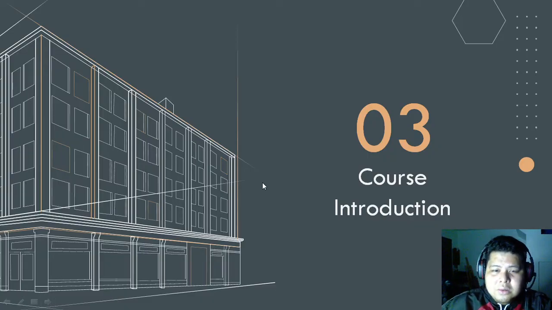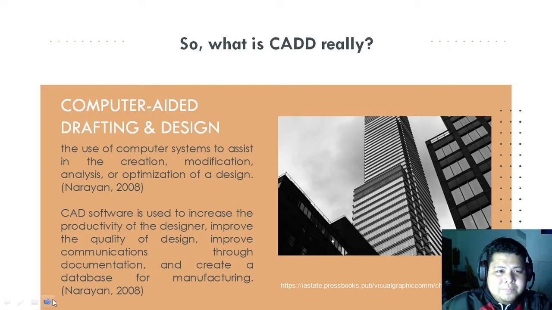Now let's go to the course, the subject. Okay, so what is CAD? What is computer aided drafting and design? It is the use of computer systems to assist in the creation, modification, analysis, or optimization of a design. CAD software is used to increase the productivity of the designer, improve the quality of design, improve communications through documentation, and create a database for manufacturing.